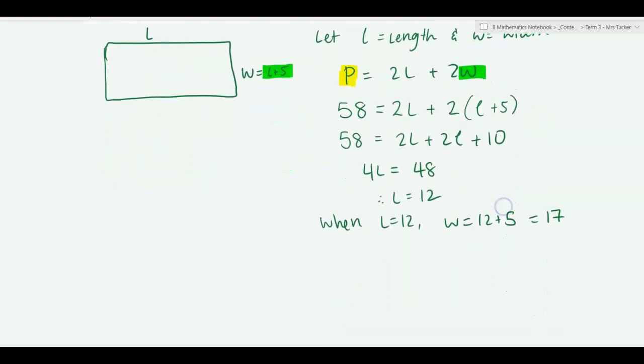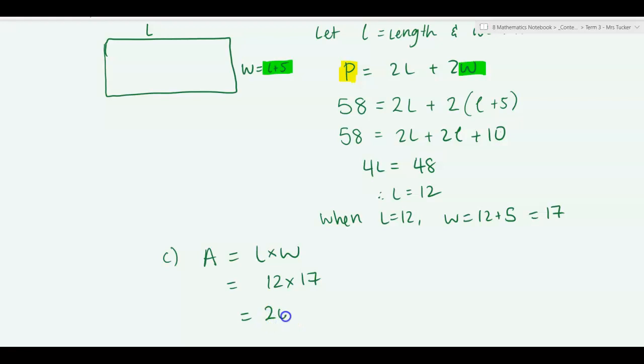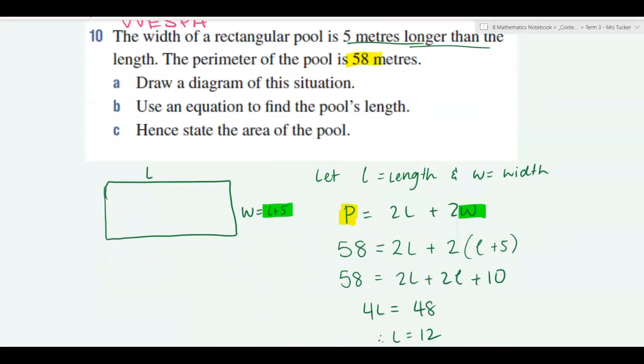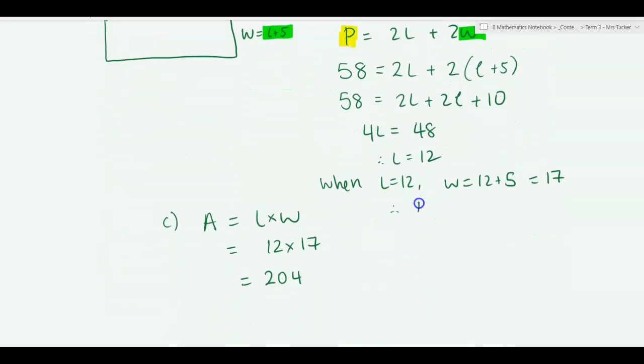Okay, and state the area of the pool. Area equals L times W, which equals 12 times 17, which equals 204. And we should put in some units, good. So up here I'd say length is 12 meters, width is 17 meters, area is 204 meters squared. Anyone get those? Yeah. Excellent.